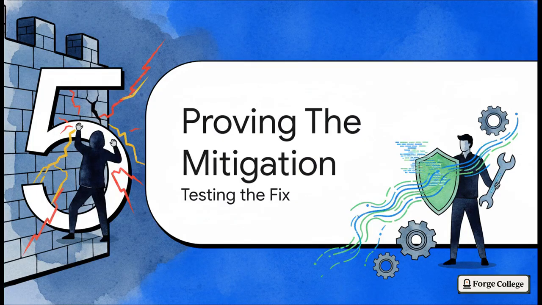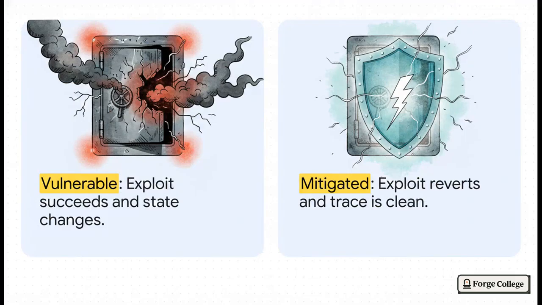Section 5. Proving the mitigation. Time to test the fix. This right here is what separates an attacker from a true security professional. To prove our fix works, we create a variant of the contract with a minimal, usually one-line change. We deploy it to that exact same forked environment, and we ruthlessly rerun our attack script against it.